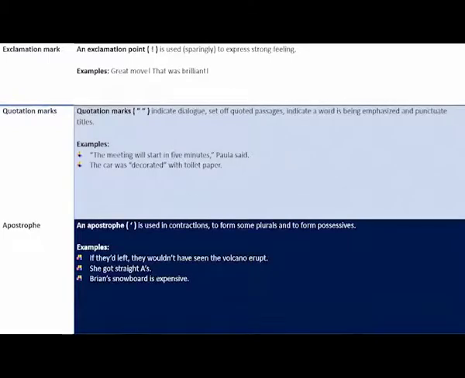And then here I want to highlight the exclamation mark. Now when it comes to an exclamation mark, we usually use it to express strong feeling. For instance, we have a sentence there that says, "Great move, that was brilliant!" So when you're going to read that sentence, you must show emotions.